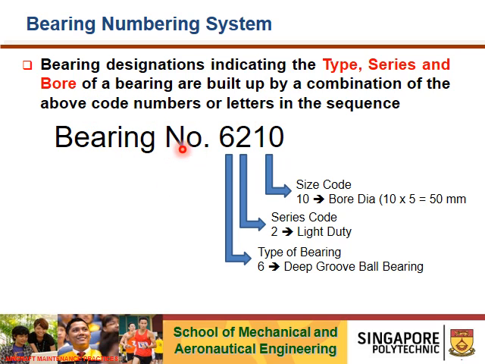So bearing number 6210, what does 6210 represent? 6 represents the type of bearing. In this case, number 6 refers to deep groove ball bearing. 2 is a series code, indicating the loading ability the bearing can take up, light duty, and 10 is actually the bore diameter. So we will move further down to explain all this.